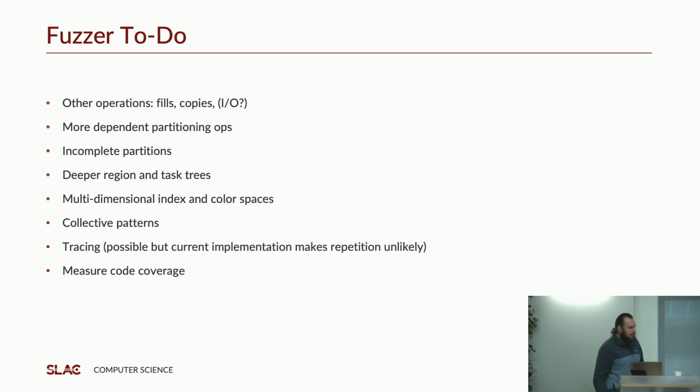So there are some to-dos that we still need to get to. We currently cover tasks, but there are some other kinds of operations that would be nice to cover. It would be nice to do some more dependent partitioning ops. We only currently do complete partitions, so we have disjoint and aliased, but we don't have incomplete. And so that's a case that's missing.